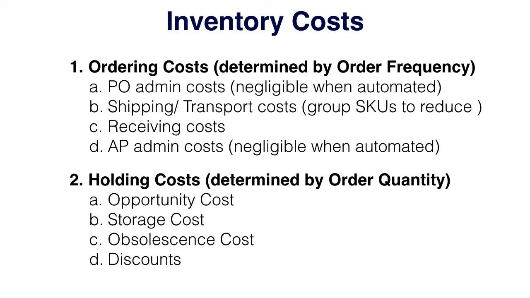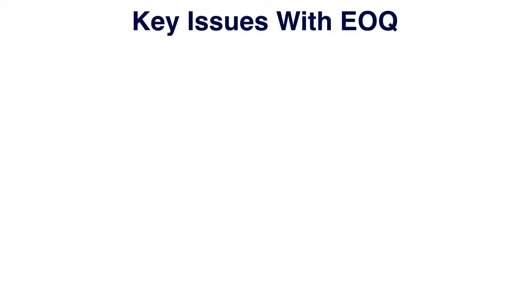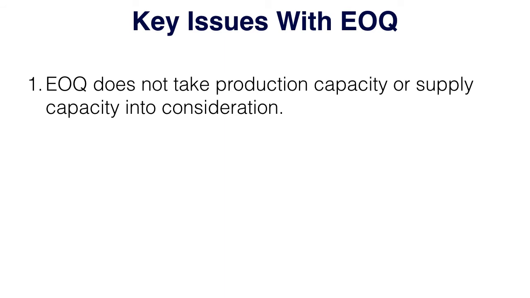Now there are some issues with the EOQ. There are several, but I will emphasize 3 key issues. Number 1, EOQ does not take production capacity or supply capacity into consideration. What does it mean? If we come up with an EOQ of 10,000, it is taken for granted that if we order 10,000, the supplier is able to supply or produce the 10,000. That's the point.